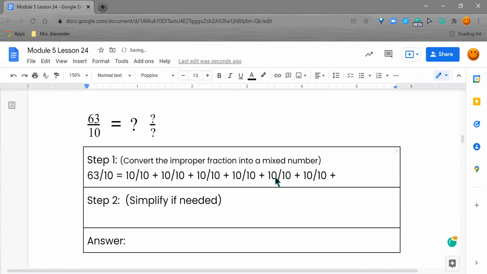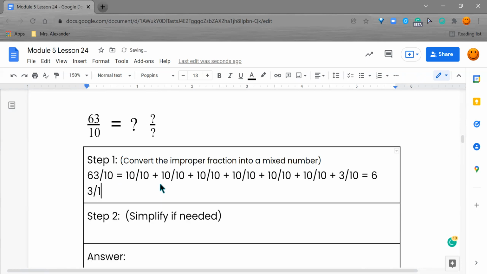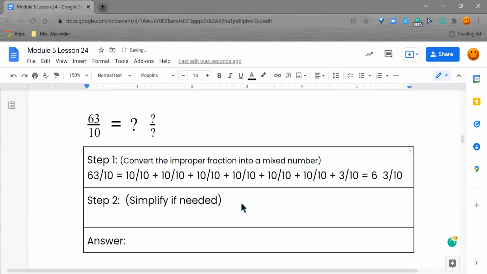But how much do I have left over, you guys? Let's count that. 10, 20, 30, 40, 50, 60. And I need 63. Very good. I have 3 left over. So my answer is 6 and 3/10. And ladies and gentlemen, let's please remember that with 3 and 10, there's nothing we have in common that we can pull out. So our answer is 6 and 3/10.